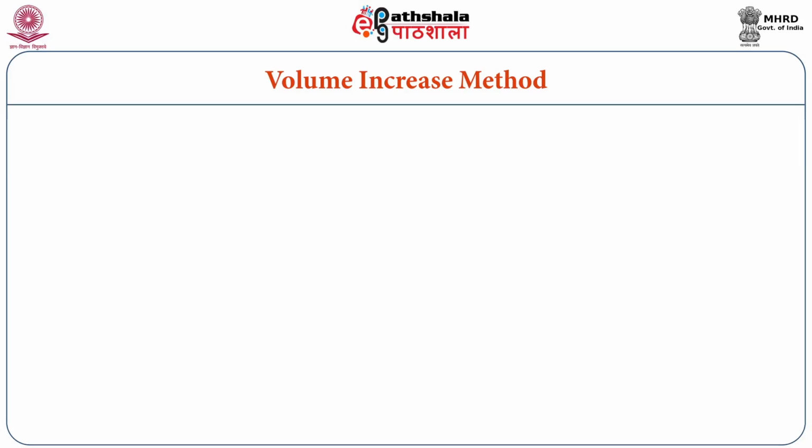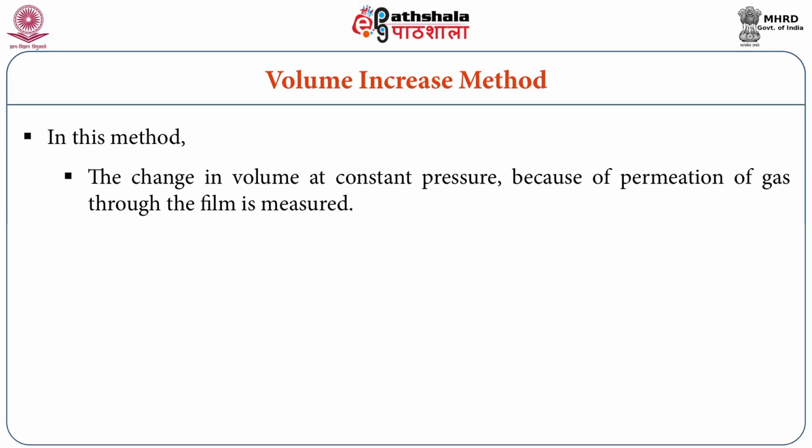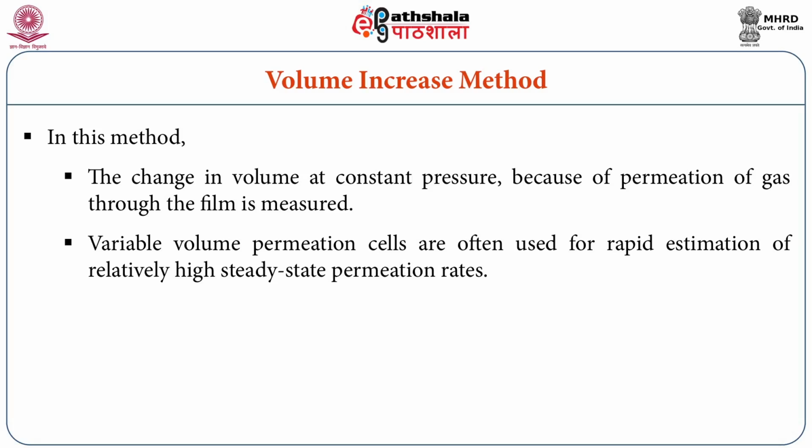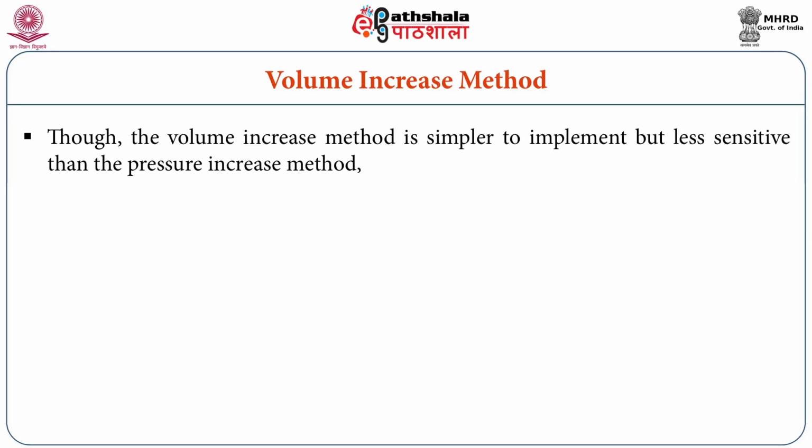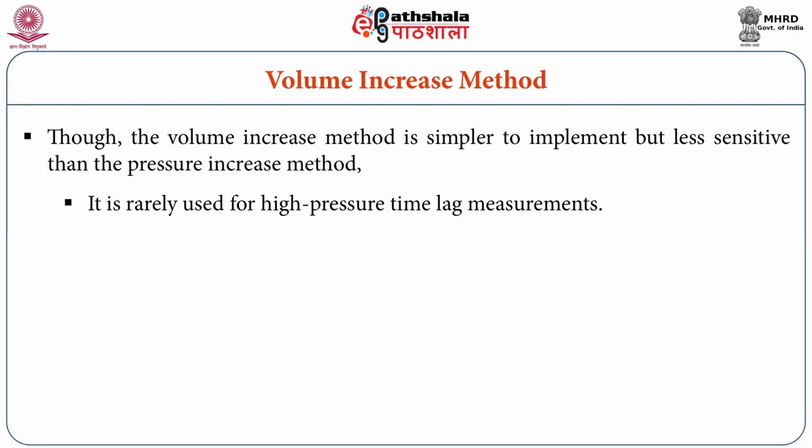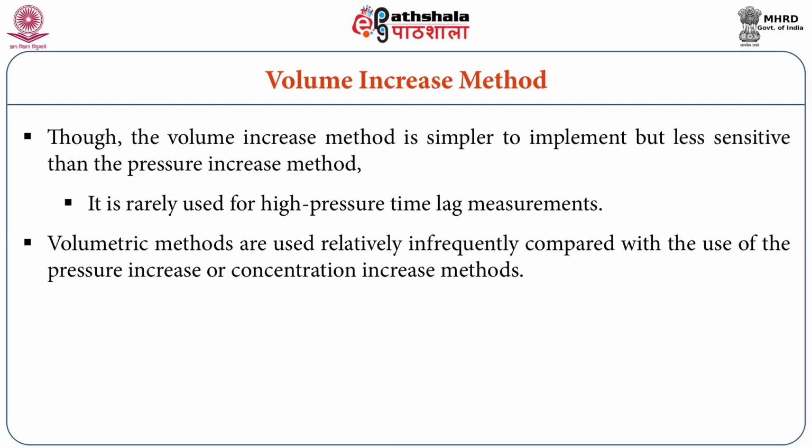The next method is the volume increase method. In this method, the change in volume at constant pressure because of permeation of gas through the film is measured. Variable volume permeation cells are often used for rapid estimation of relatively high steady state permeation rates. Though the volume increase method is simpler to implement but less sensitive than the pressure increase method, it is rarely used for high pressure time lag measurements. Volumetric methods are used relatively infrequently compared with the use of pressure increase or concentration increase methods.